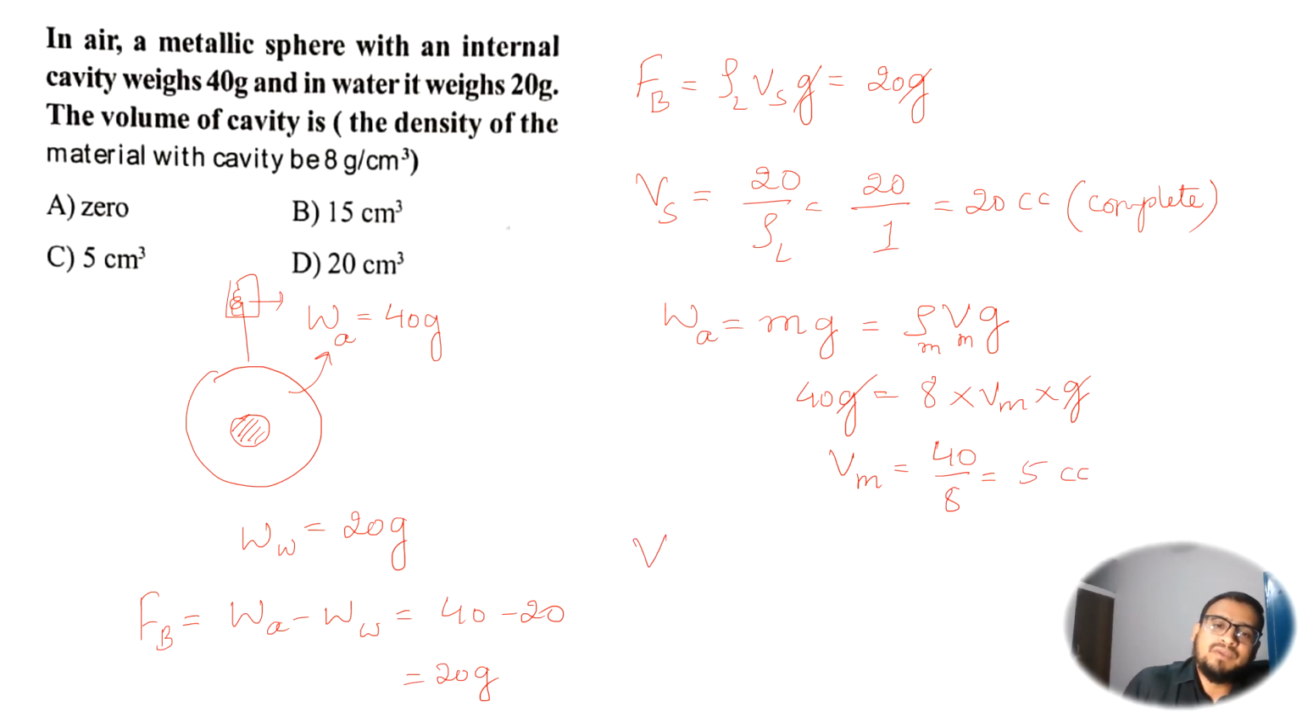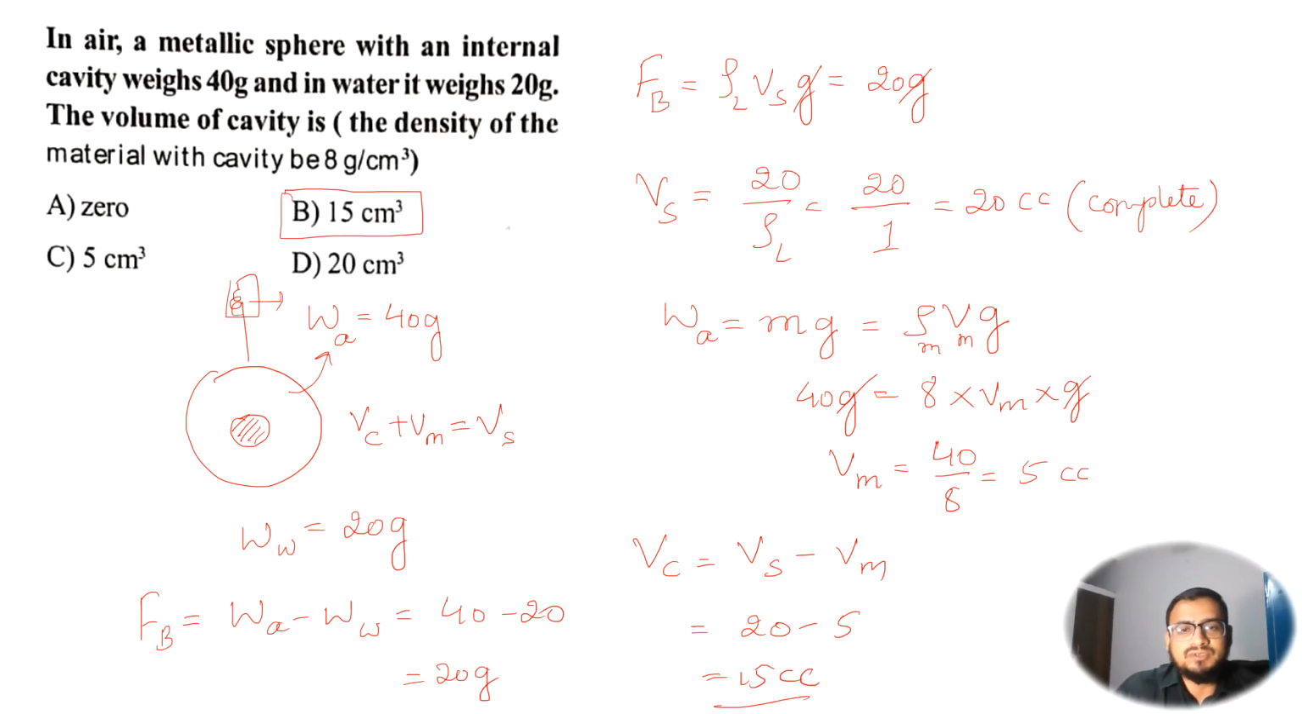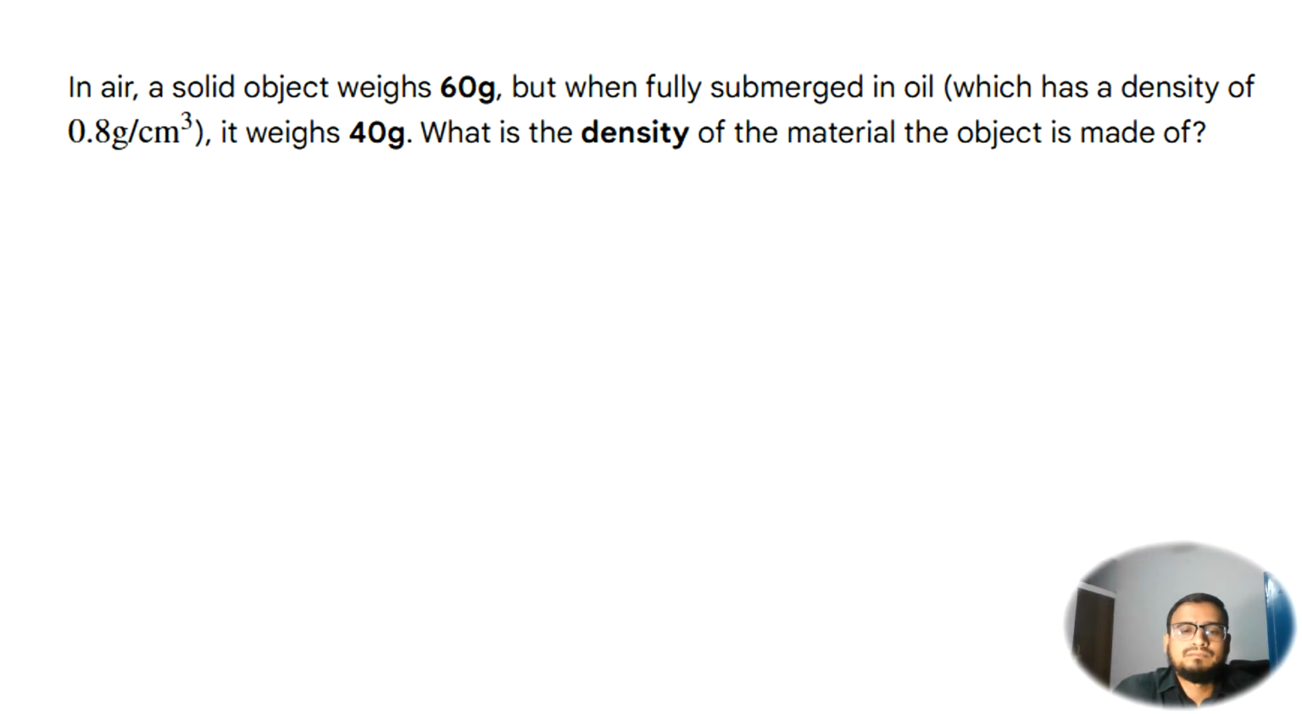So what is the volume of the cavity? The volume of the cavity plus the volume of the material is the volume of the entire sphere. So the volume of the cavity is the volume of the sphere minus the volume of the material, which is 20 minus 5, which is 15 cc. So the answer is 15 centimeter cube. The volume of the cavity is 15 centimeter cube. All right, so now I'll be giving you a similar problem for you to practice.